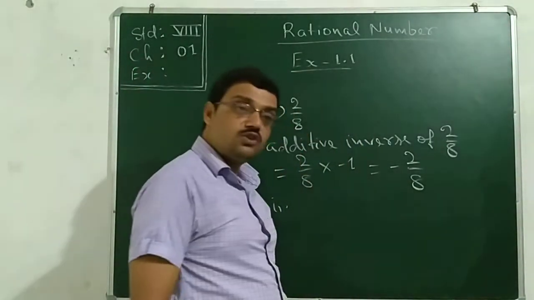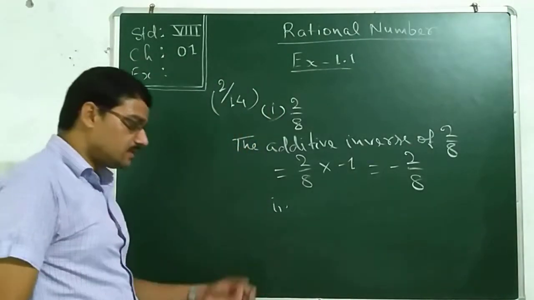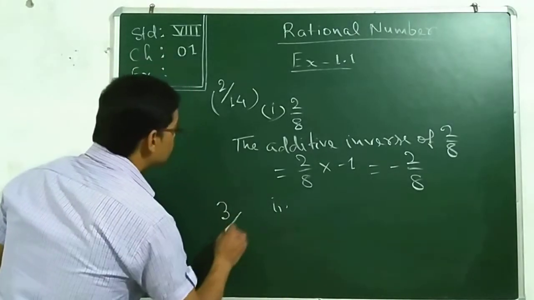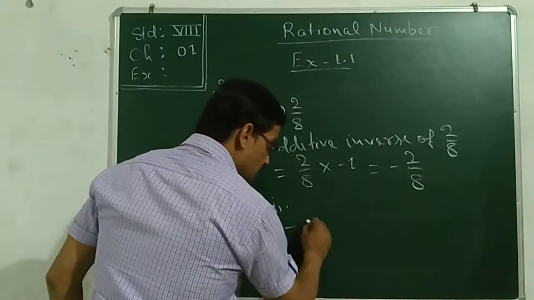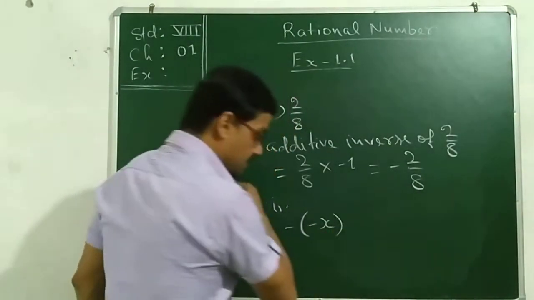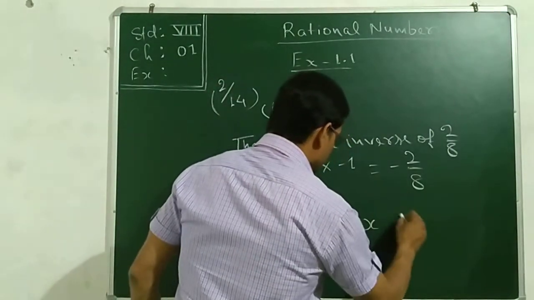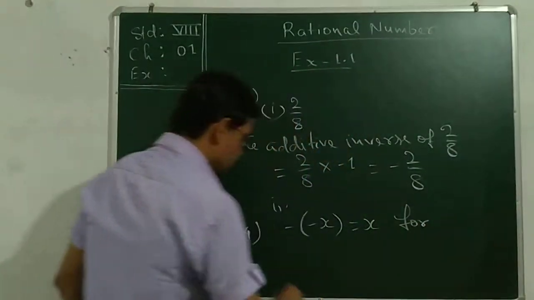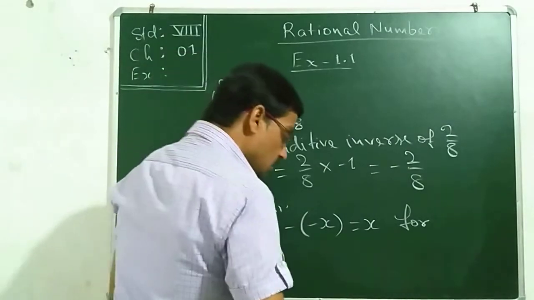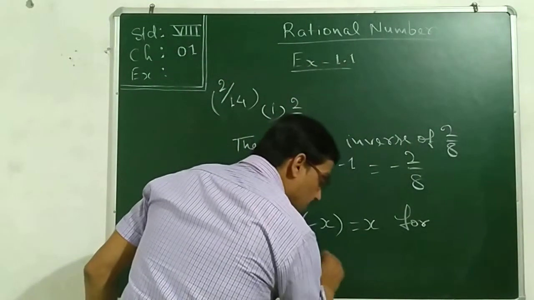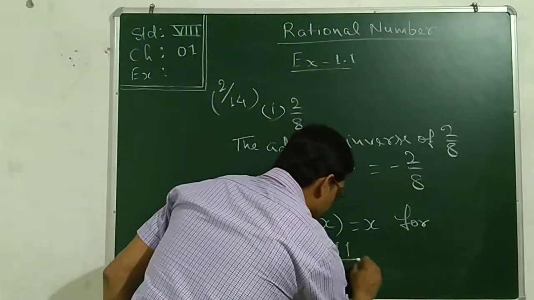Now, verify the next sum. The third sum is to verify that minus within bracket minus x, is it equal to x, for the number first, when x equal to 11 by 15.